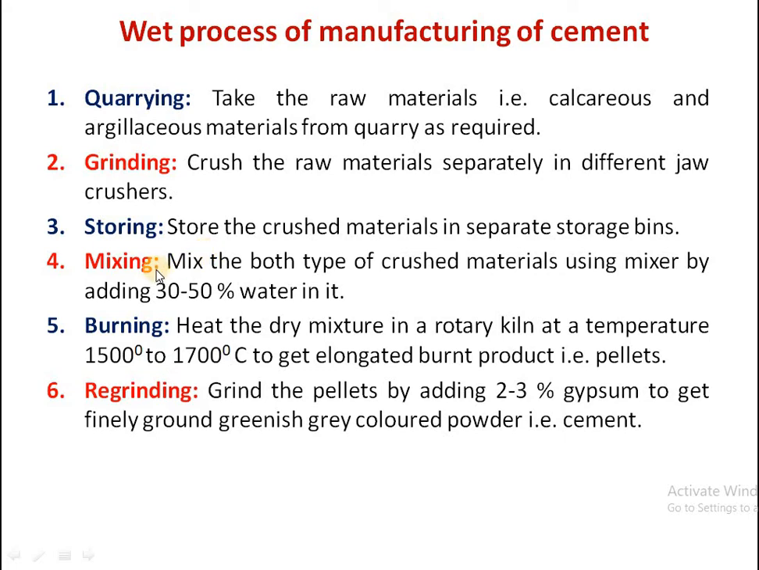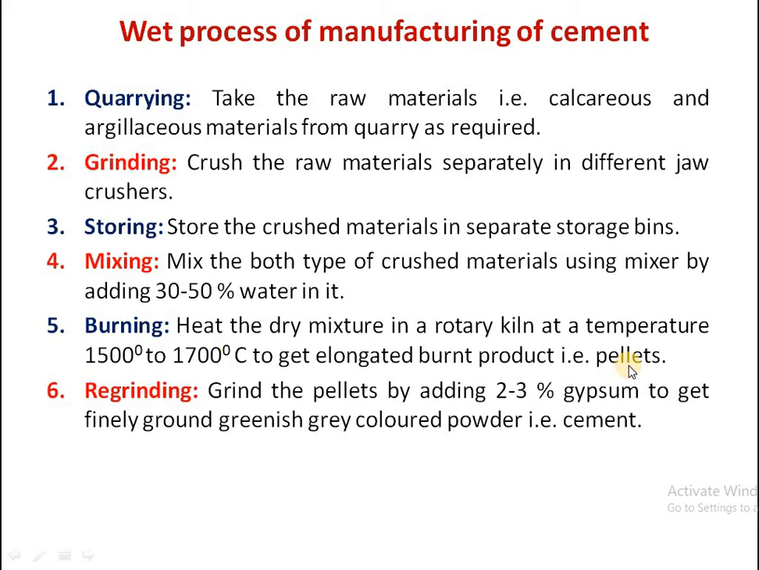But now in the fourth step there is a change. While mixing both types of crushed materials, we should add about 30 to 50% water by the weight of crushed raw materials, and we will get the slurry of raw materials. Then we should burn the raw material slurry at a high temperature, about 1500 to 1700 degrees Celsius, to get the elongated burnt product that is called pellets.